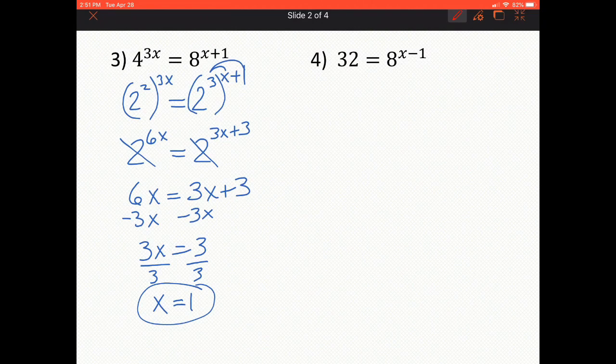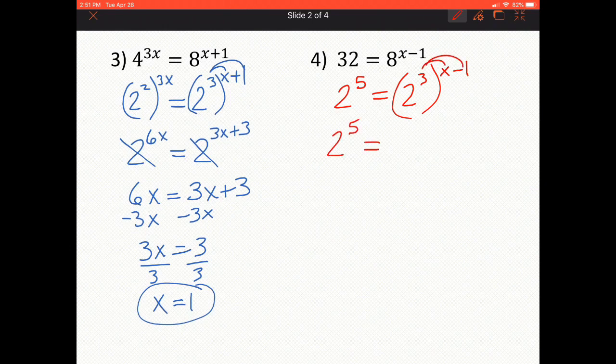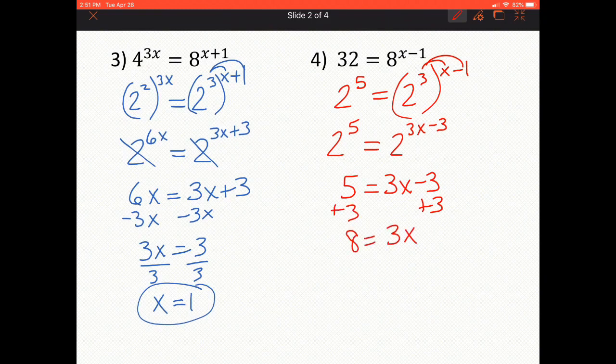So can I do the same with 32? If I check on my calculator, 32 is 2 to the 5th power. And 8 we said was 2 to the third. Keep the x minus 1. So I have 2 to the 5th equals 2 to the 3x minus 3. So the exponents must be equal. And we solve for x. I'm going to add 3. And then I'm going to divide by 3. So we get that x equals 8/3.